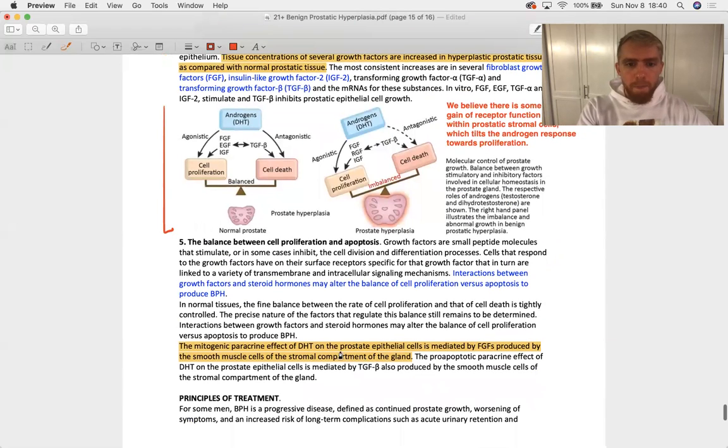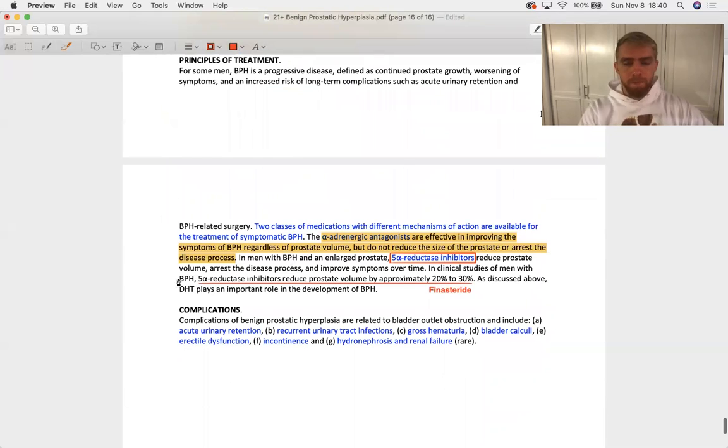So the reason why stromal cells get involved first is because when the androgen receptor is activated, one of the things that it makes the most of is fibroblastic growth factor and stromal connective tissue, fibroblastic cells. That's it. So probably a question from that section.